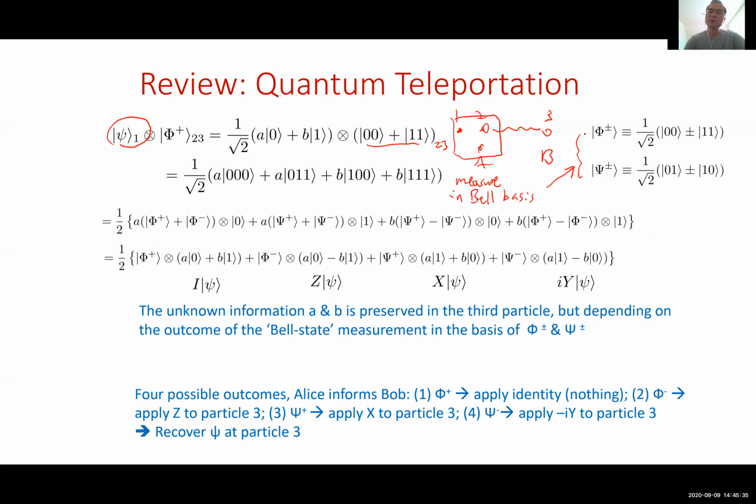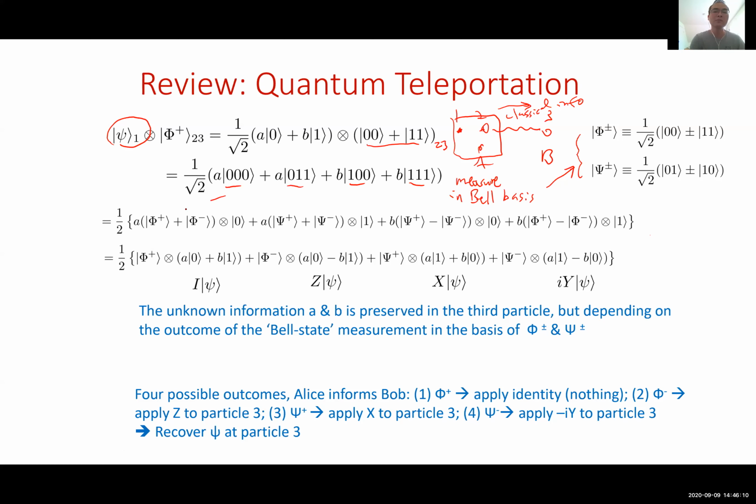And because the measurement is random, you have to pass classical information about what measurement outcome you have. So the math goes as follows. You simply just write down the unknown state and the entangled state. You expand that. Because you are doing the measurement on 1 and 2 in this basis, you like to decompose the 1, 2 particle in this basis.